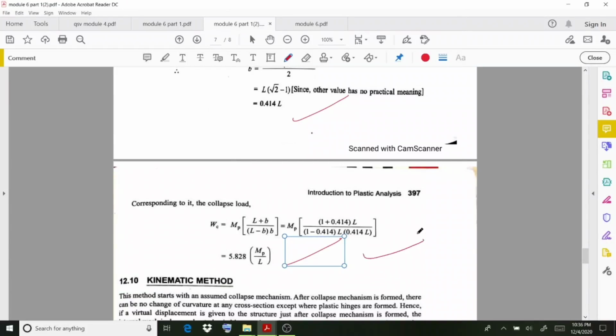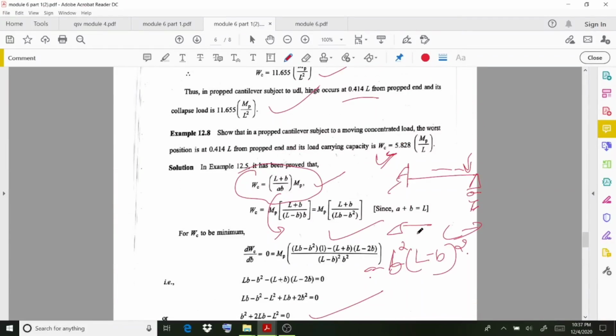So that's the statement. Our aim is to prove that at a distance of 0.414 L, this Wc value is going to be 5.828 MP by L. These are different cases related to the static method. Our next aim is to solve this same type of problems using the kinematic method, how to determine the collapse load and plastic moment capacity. Regarding the kinematic approach, we will discuss in the next class. So with this we wind up today's section. Thank you.